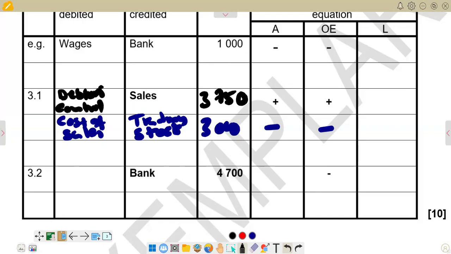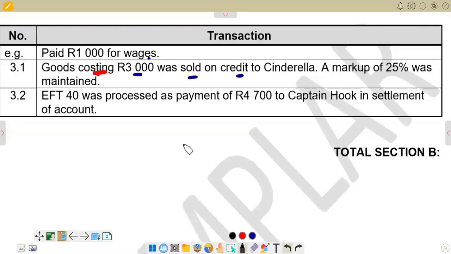And then we go to the last part, which is 3.2. So 3.2 reads: EFT 40 was processed as a payment of 4,700 rands to Captain Hook in settlement of account. So this is what we have about this transaction. Remember, this was a payment, so obviously we are going to credit our bank. We have got our bank account.